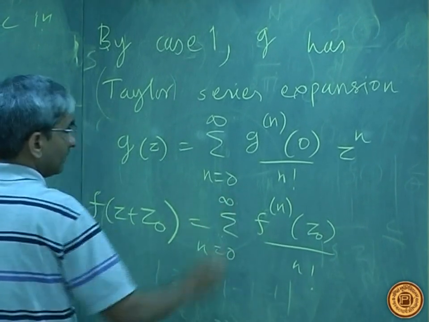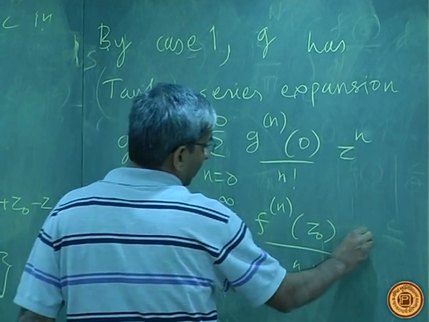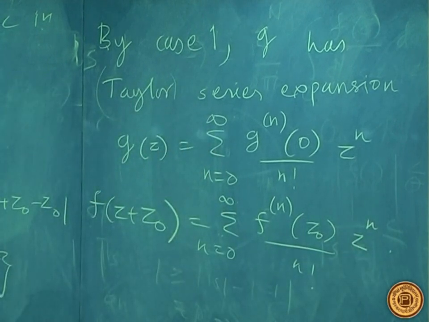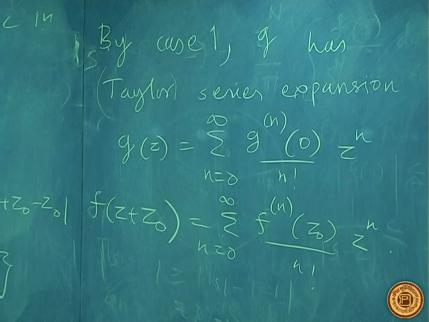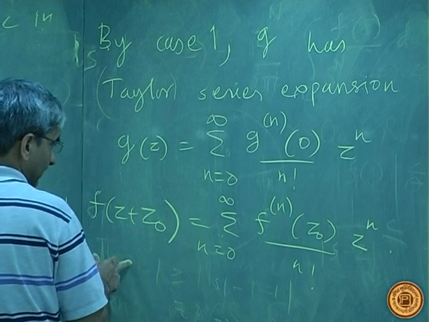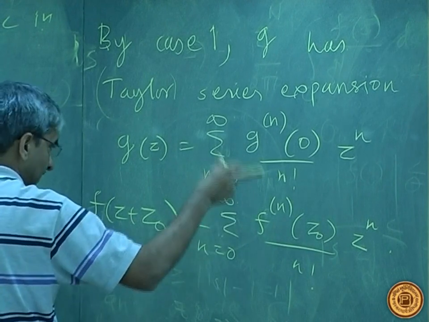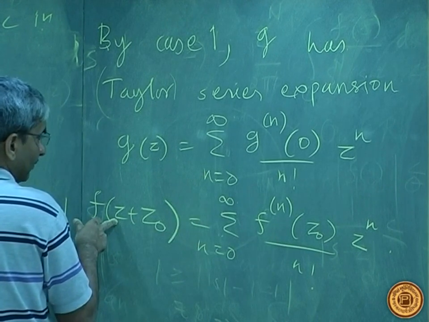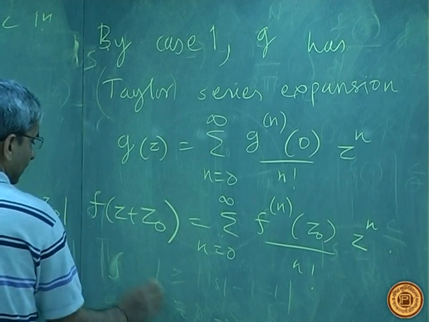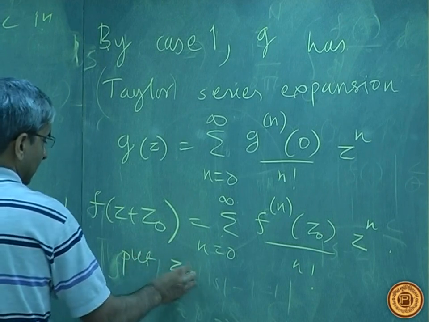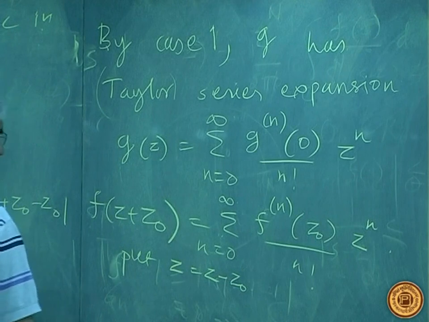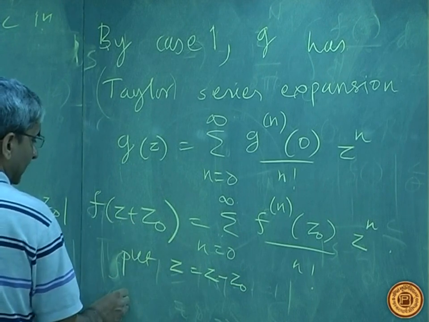Summation n from 0 to infinity, and z to the power n. Now if you substitute z plus z naught by z, then z gets substituted by z minus z naught. So you put z equal to z minus z naught, then this z naught will cancel and you will get f. So put z equal to z minus z naught, and you will get f(z).